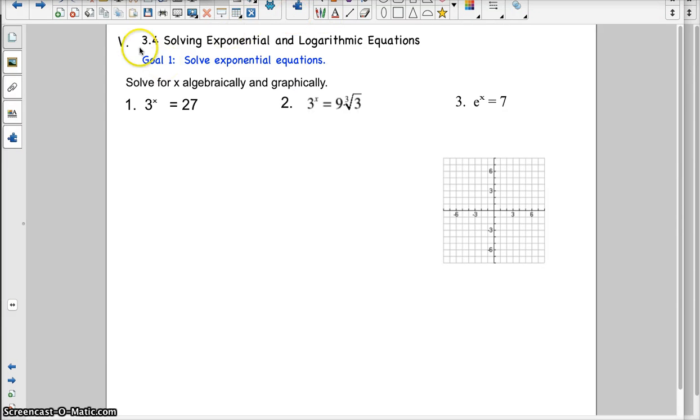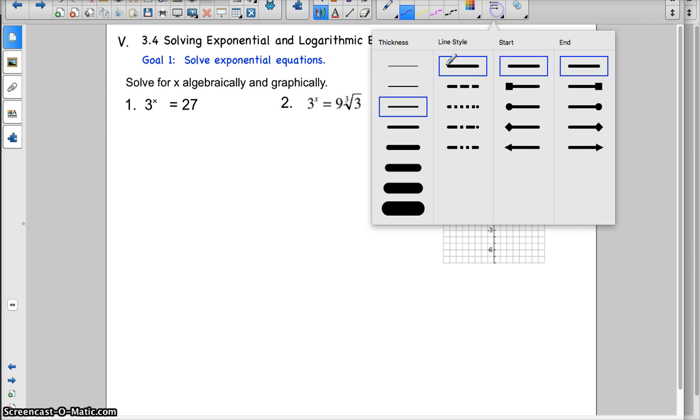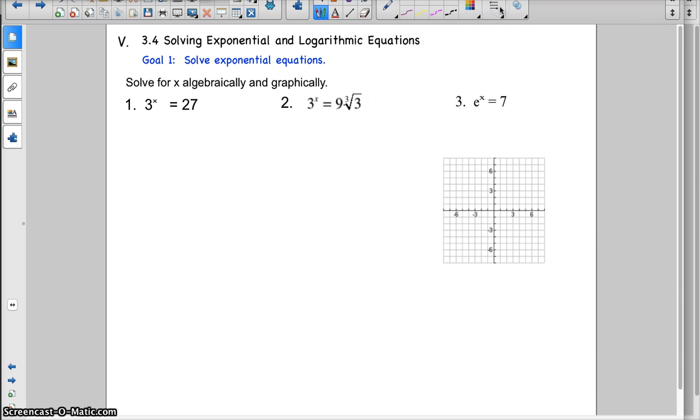We're starting in section 3.4, solving exponential and log equations, and I want to show you or remind you how to solve exponential equations algebraically, and then show you how to go about solving them graphically. So let's begin with example number 1.